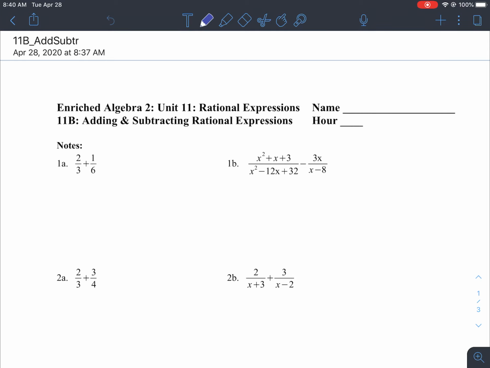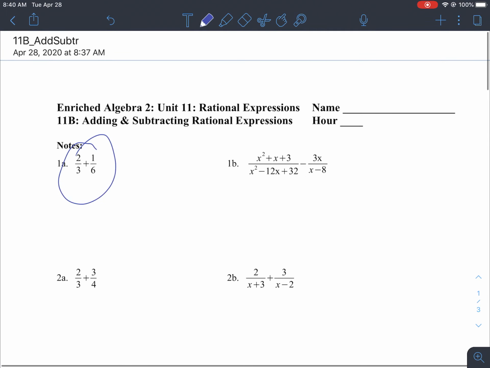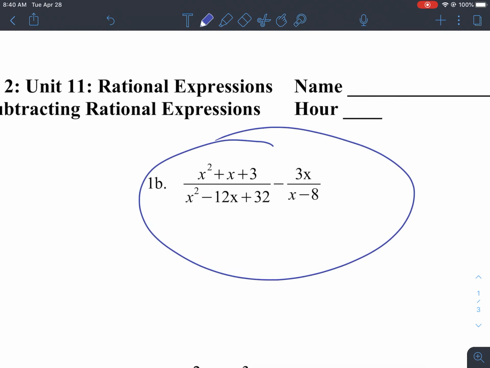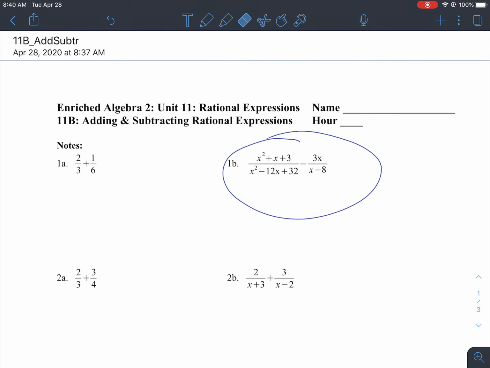Let's see here. Today we are adding fractions, but not regular fractions like these. Oh, no. We are adding more interesting fractions like these. All right, let's see what's going on.